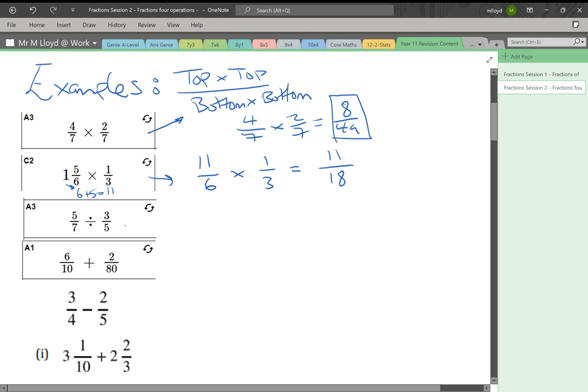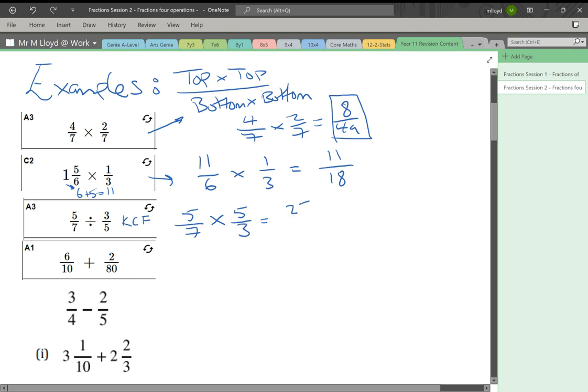Okay, our next one follows keep, change, flip. We are dividing those two fractions. So we keep the first fraction the same. We change the divide to a multiply, and we flip that second fraction. Then we multiply across as normal.